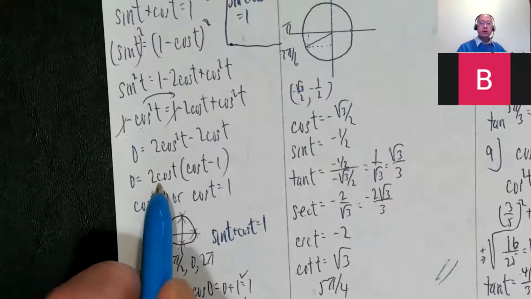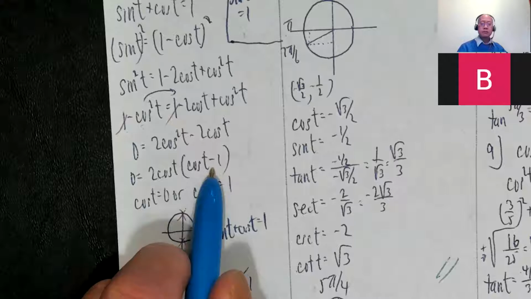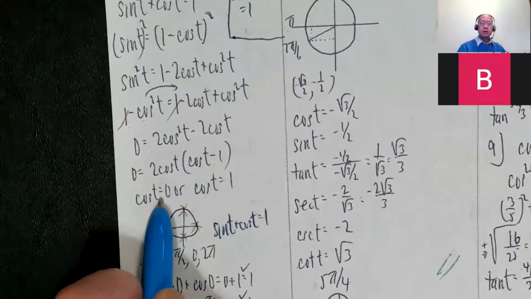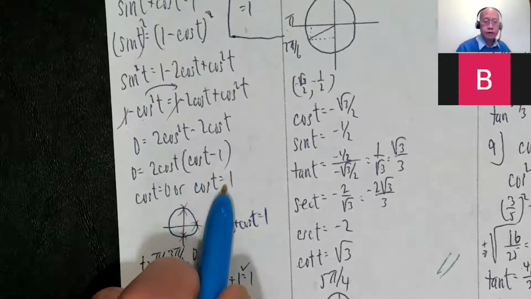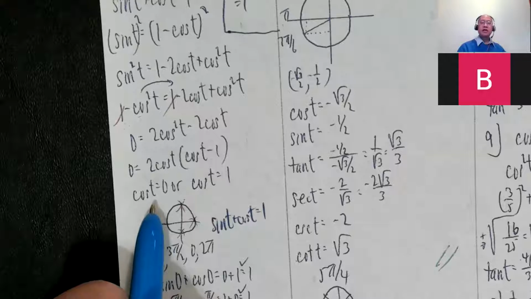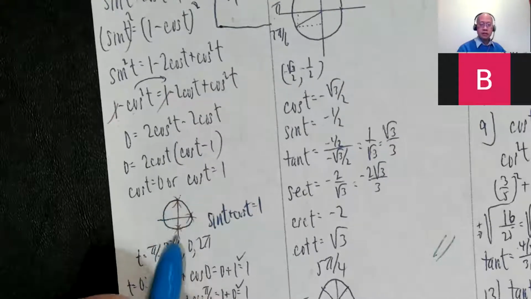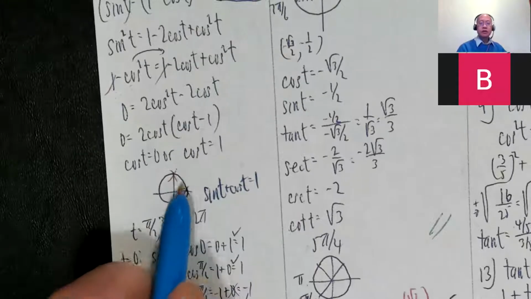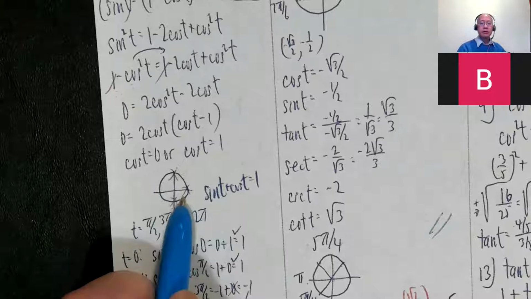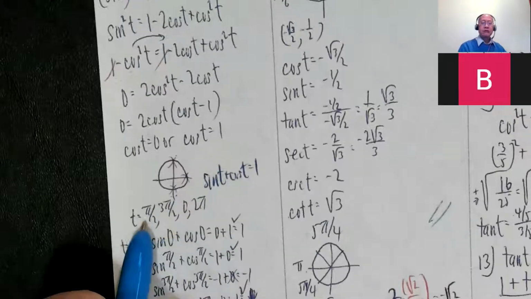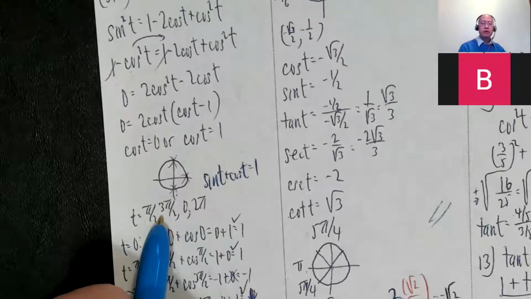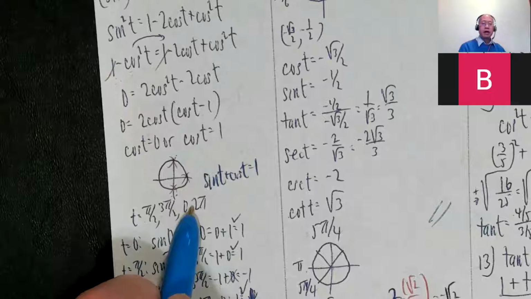Factor out the 2 cosine t minus 1. So that means cosine of t is 0 or cosine of t is equal to 1. So where's the cosine of t 0? X coordinate is 0. Well, that's here and here. Where's the cosine of t equal to 1? Well, that's right here. Okay, so I have pi over 2, 3 pi over 2, 0, and 2 pi.